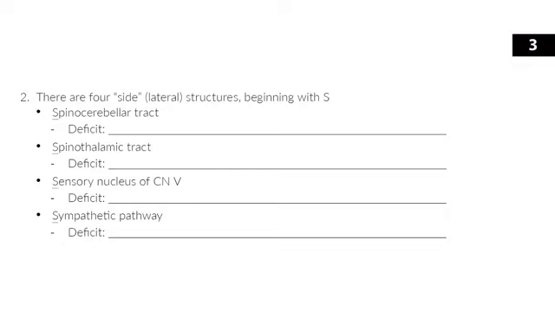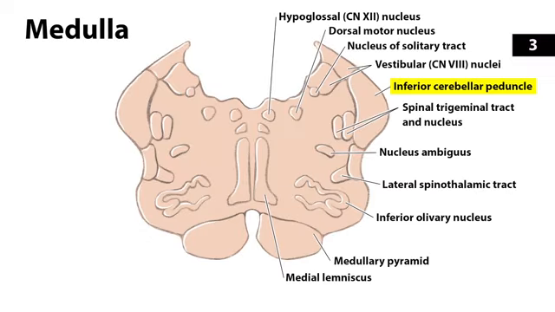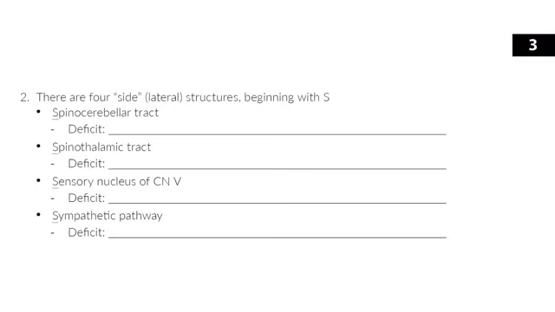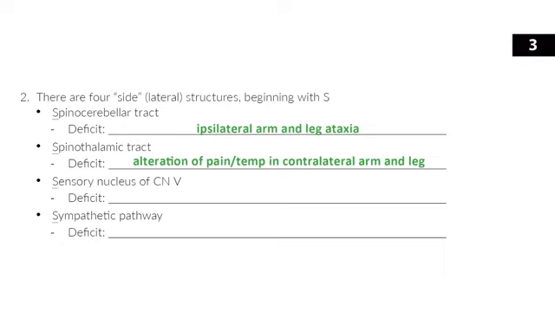So the first one is the spinocerebellar tract. Now, we didn't talk specifically about that tract, but where does it come from and where's it going? Well, it's spinocerebellar, so it carries information from the spinal cord to the cerebellum. And if you look back at the drawing of the medulla, you'll see the inferior cerebellar peduncle, which is where the spinocerebellar tract runs. And a lesion here will cause ipsilateral arm and leg ataxia. The next S structure is the spinothalamic tract, which carries pain and temperature sensation. So the deficit would be an alteration of pain and temperature sensation in the contralateral arm and leg, and rarely on the trunk.